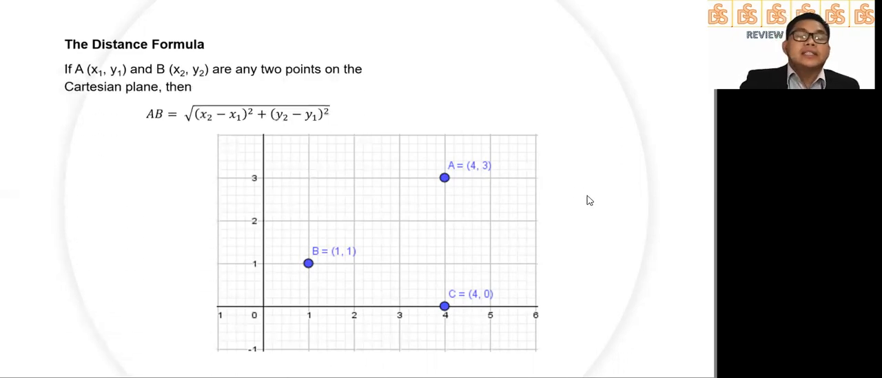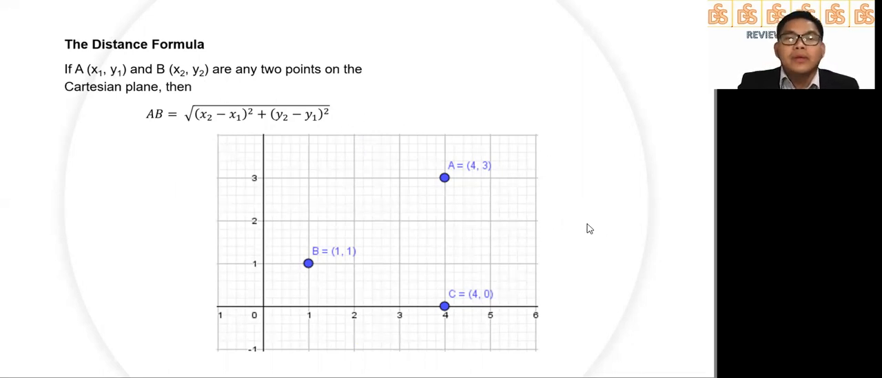And to do that, it is important for you to know this formula. If A is a point, point 1 with coordinates x1 and y1, and B is x2, y2, or any two points on the Cartesian plane, then AB, the distance from A to B, is equal to the square root of (x2 minus x1) squared plus (y2 minus y1) squared.